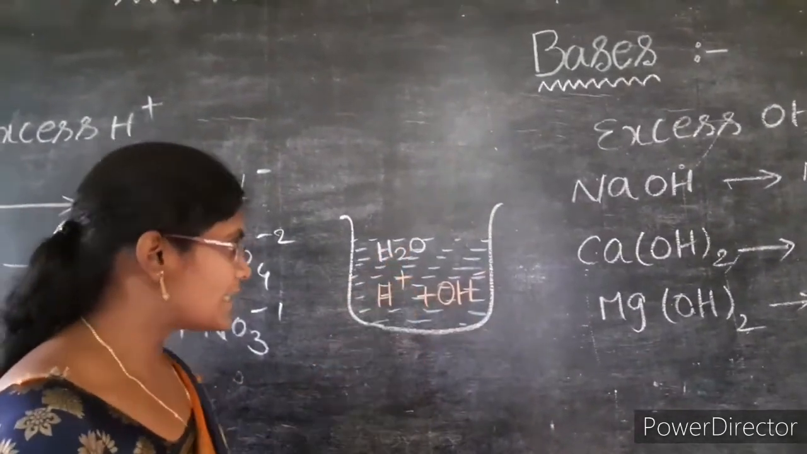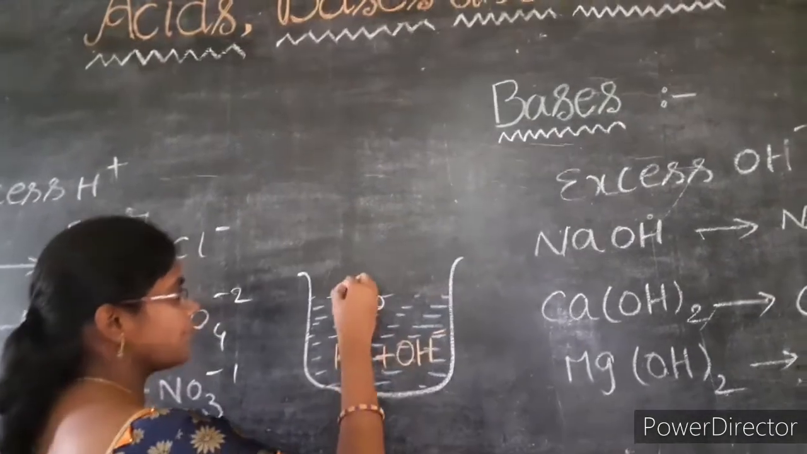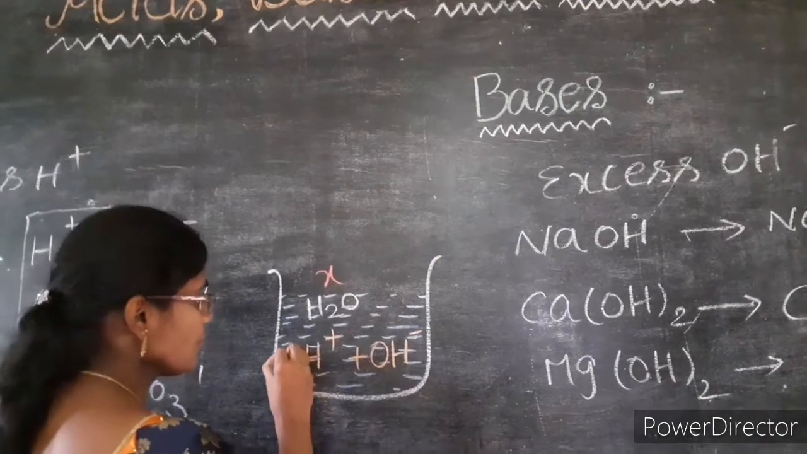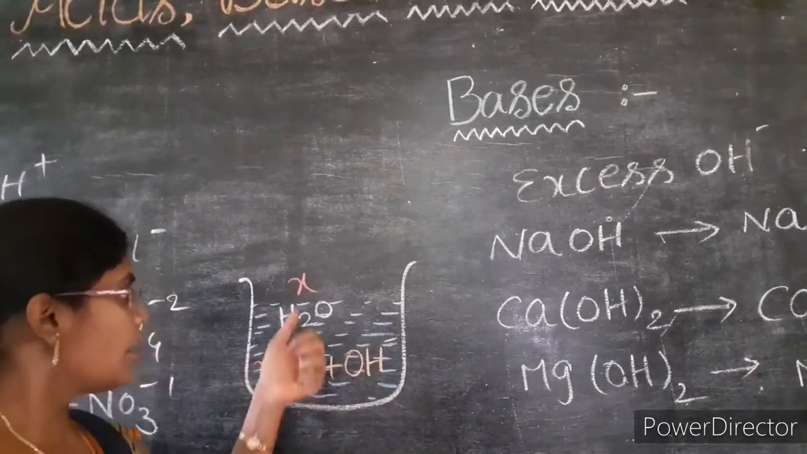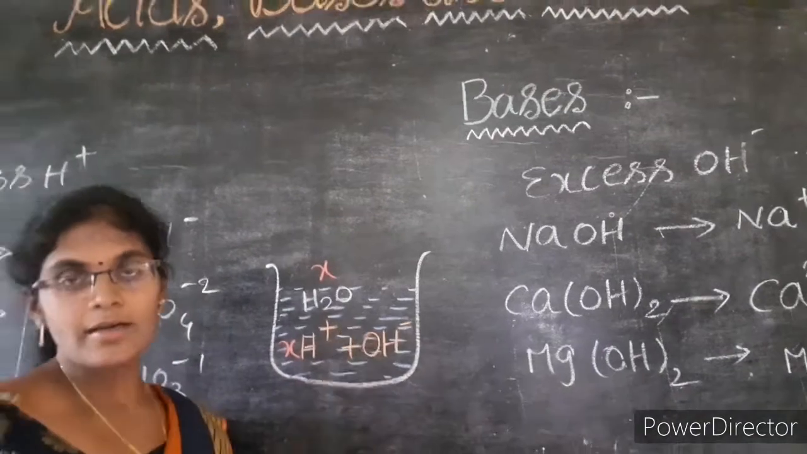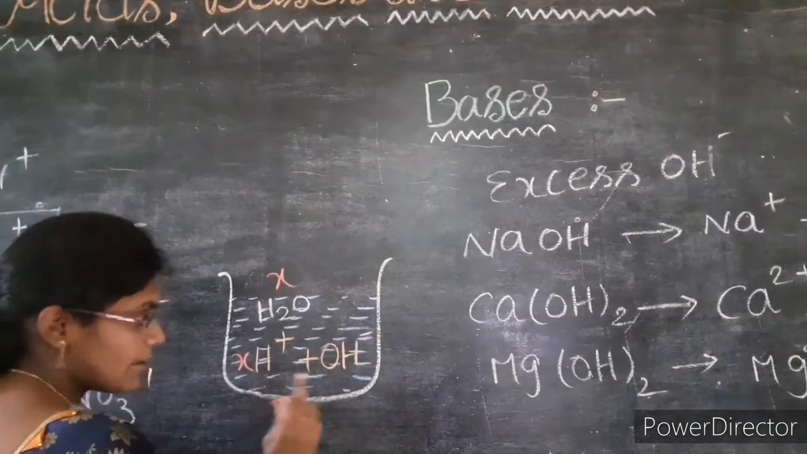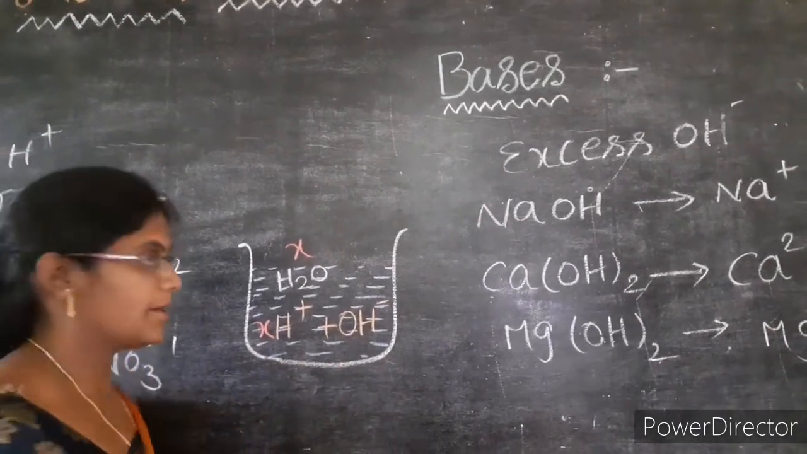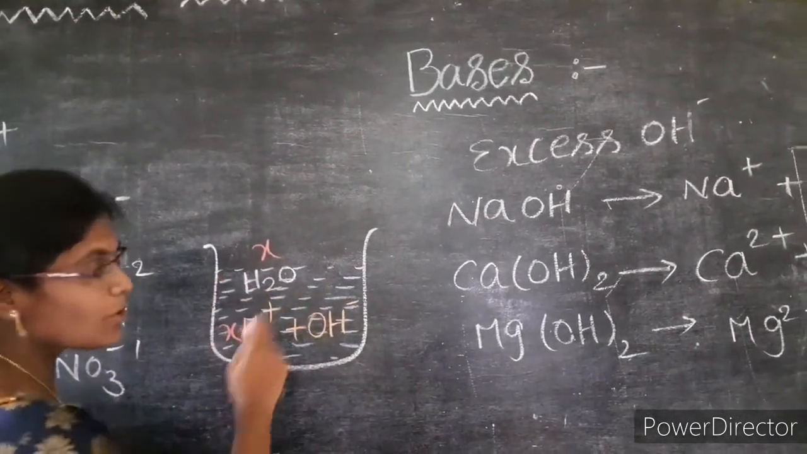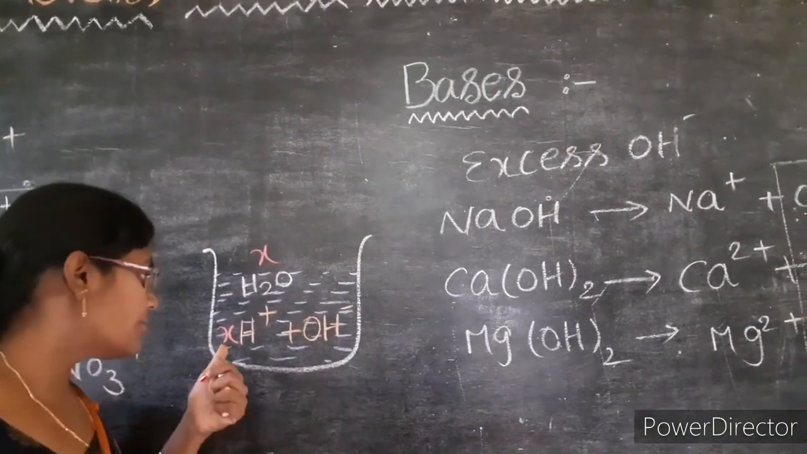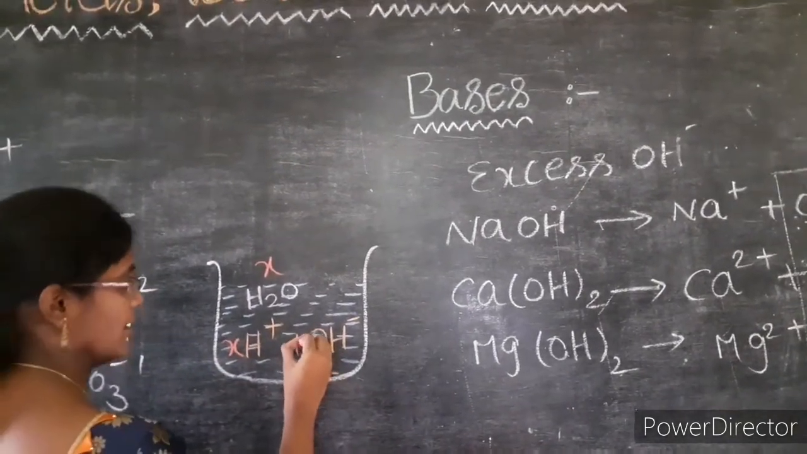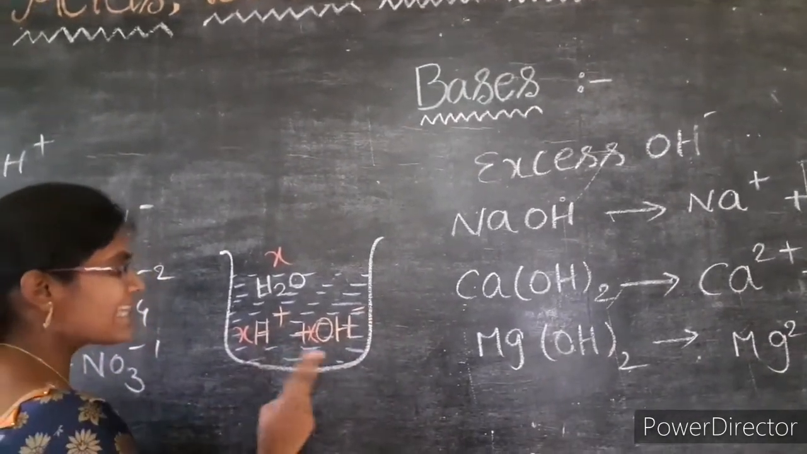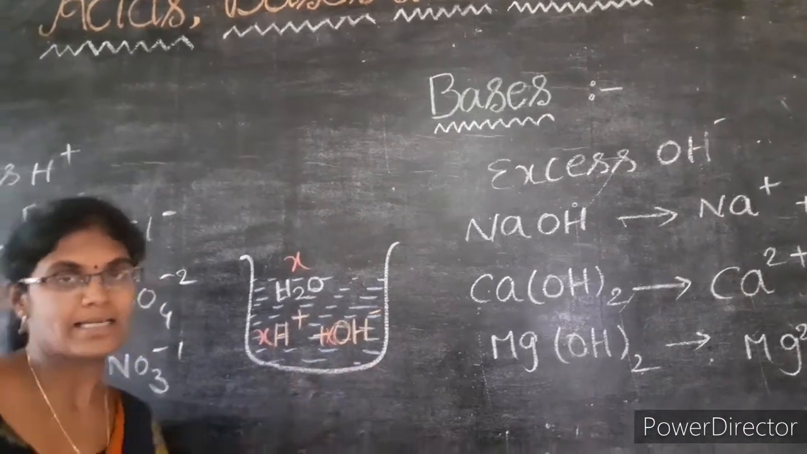So, for example, if you assume the number of H2O molecules is X. When the water decomposes, the ions also form in equal numbers. Means here we have X number of water molecules, so we will get X number of H plus ions and X number of OH minus ions. Means we will get the same number of H plus ions and OH minus ions.